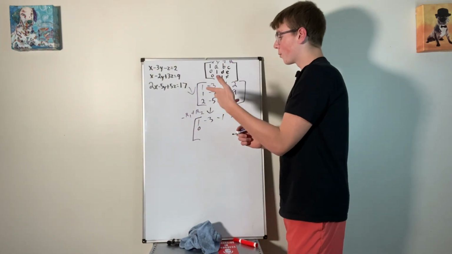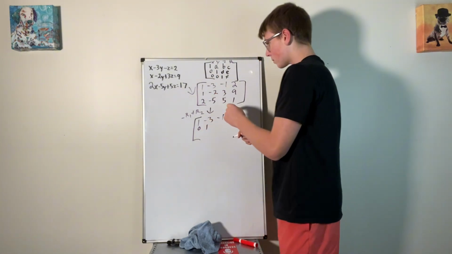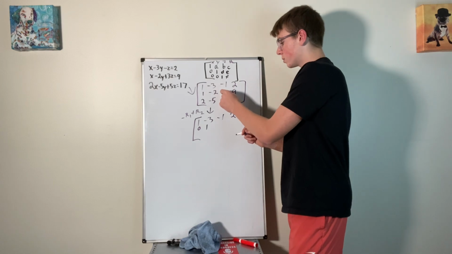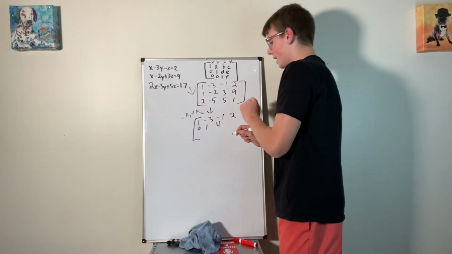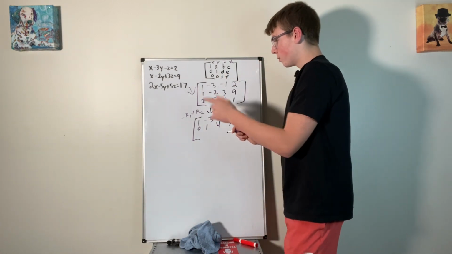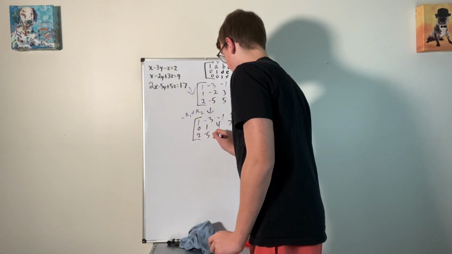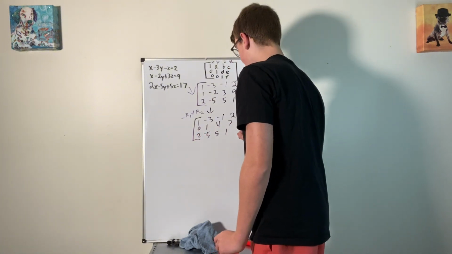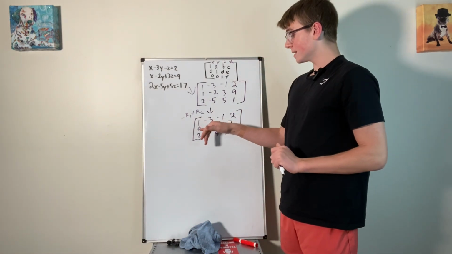3 minus 2 would be 1. This would be 1 plus 3 is 4. This would be -2 plus 9 is 7. And then we just keep row 3. We haven't changed that. Okay? So now we have, coincidentally, a 1 and then 0, 1.